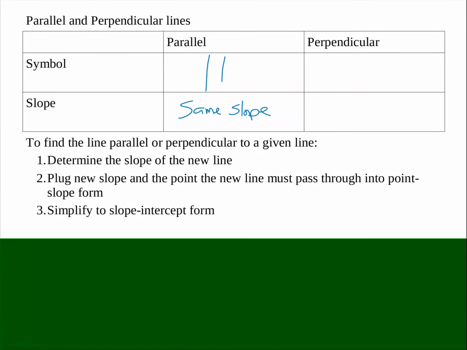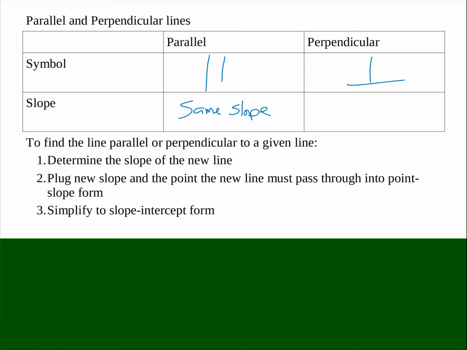If the slope of two lines is different in any way, then the lines will cross, guaranteed. So they must be the same slope in order for the lines to be parallel, for them to never cross. All right, what's our symbol for perpendicular lines? The upside down T, right? Upside down capital T, yeah.